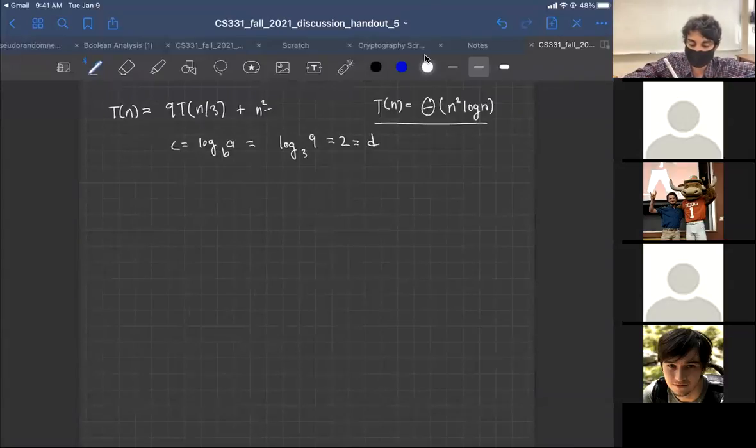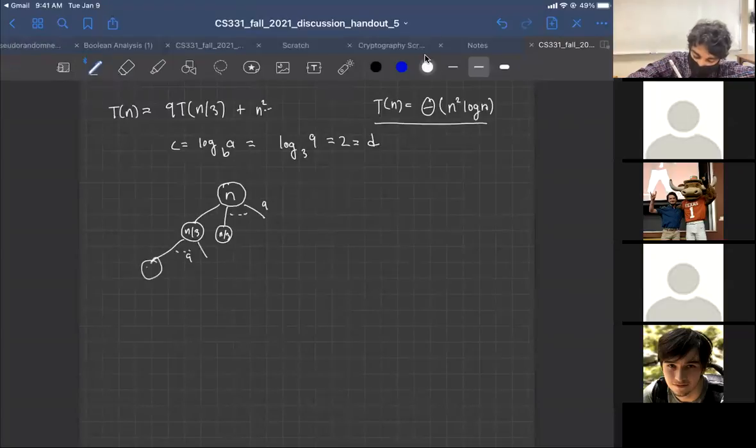So what we're going to do is something called recurrence trees. We draw a tree where we label each node by the size of the subproblem. So this is a subproblem of size n, which breaks into 9 subproblems, each of size n over 3, right? And each of these further breaks into 9 subproblems of size n over 9. And so on and so forth.